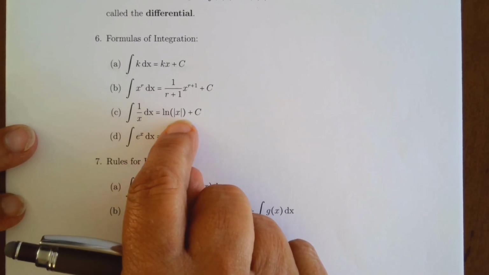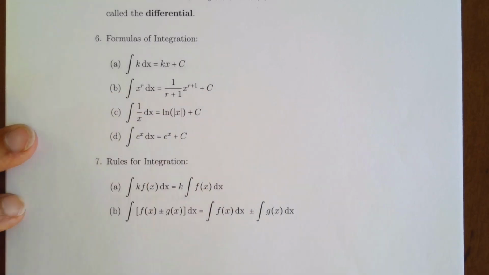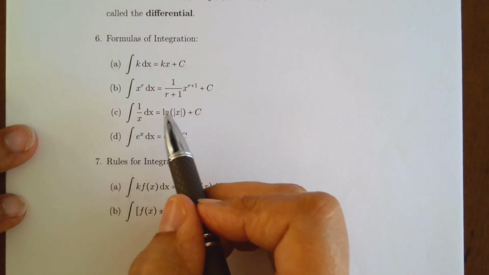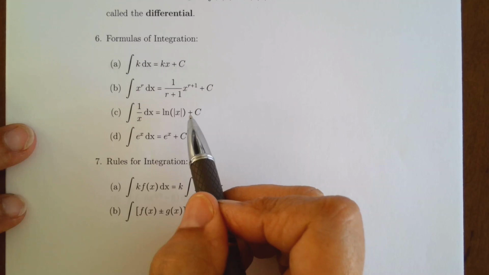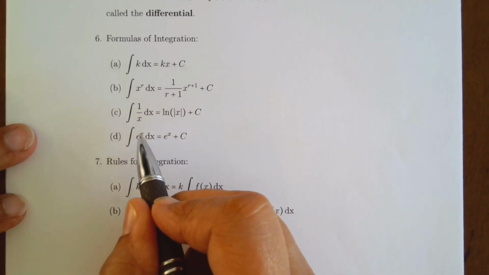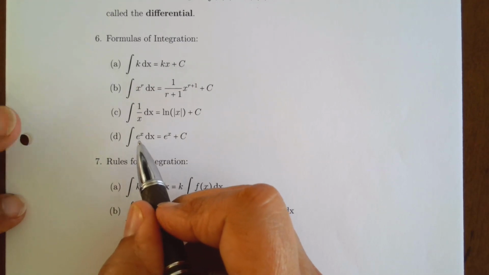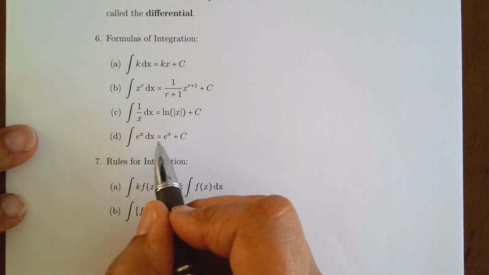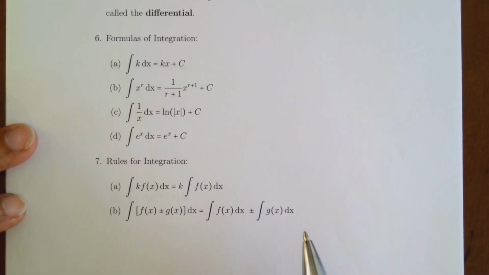If you leave it off paper, that's fine, but just get in the habit of making sure that you put that. That is important that we have that absolute value there. So 1 over x, if you're integrating that, that would be the natural log of x, and again, plus c. We know that the derivative of e to the x is e to the x, so the antiderivative of e to the x is e to the x, so that's a nice one, plus c.